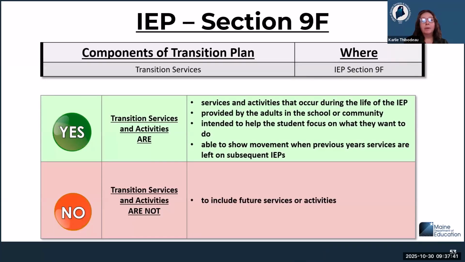Now, here's a little reminder that when you're listing services in this section, you want to list the services that occur during the life of that IEP. You don't want to include any future services or activities. You could keep older ones in there, and if they're not receiving them anymore, they can stay there, but you just don't want to put any future ones in there.